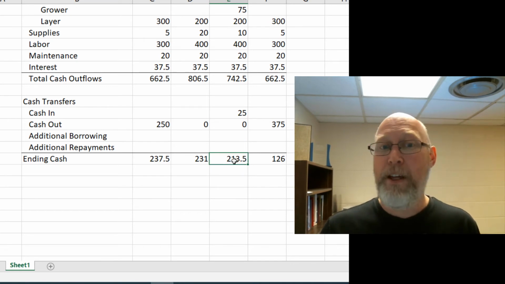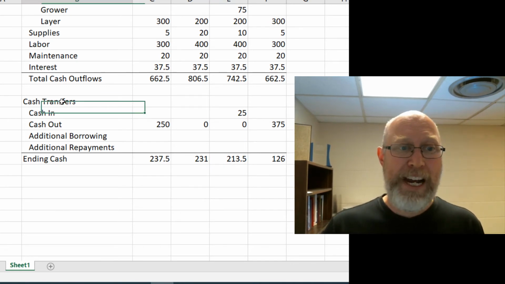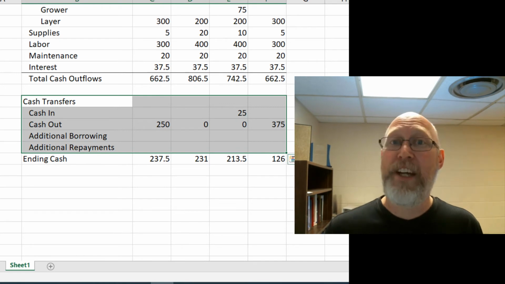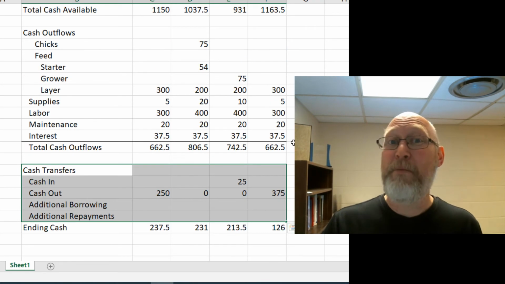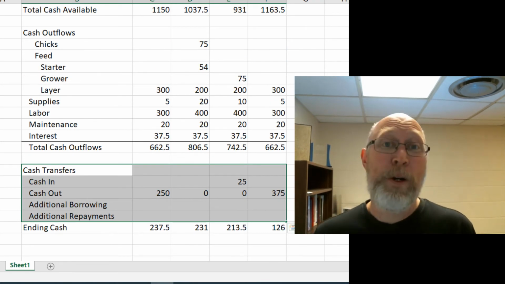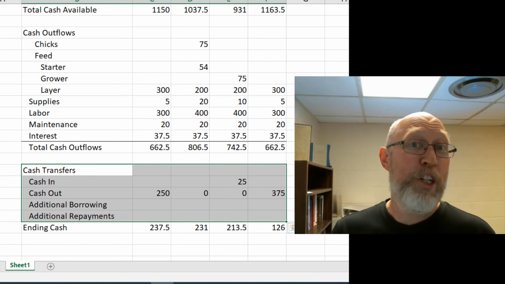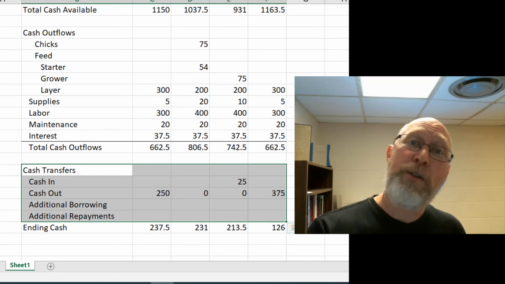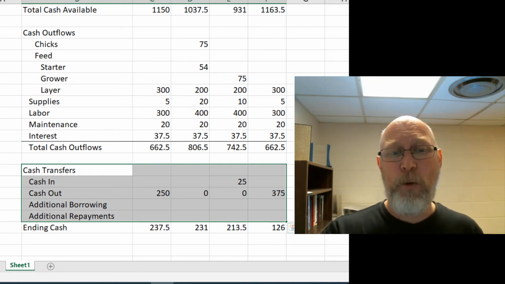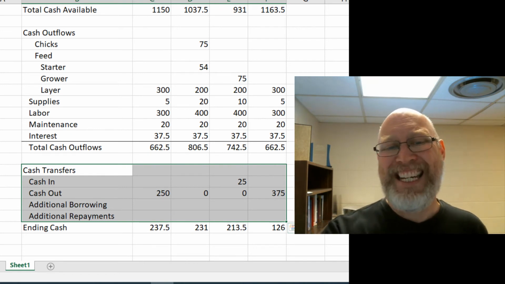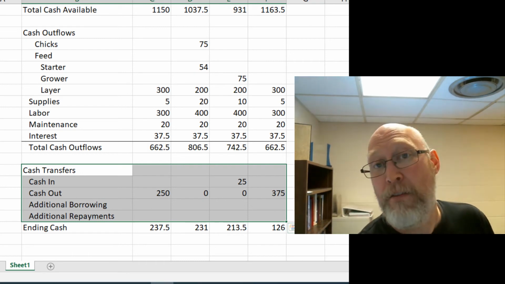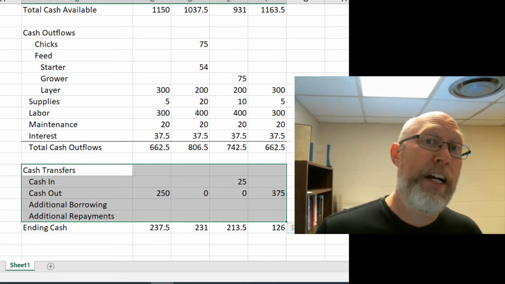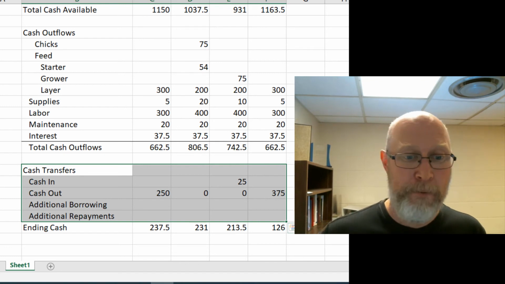And again, the magic here is what happens in this section here. So this is the budget for the year 2025. What's going on is I'm sitting down in December of 2024 and I'm projecting 2025, and I'm saying, you know what, I'm going to move 25 bucks into the account at the beginning of the third quarter to make sure I've got enough cash on hand to get the job done.